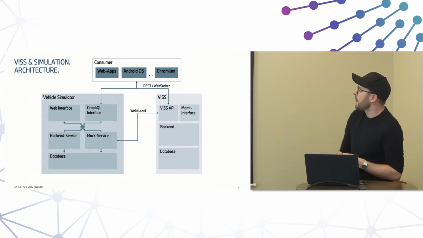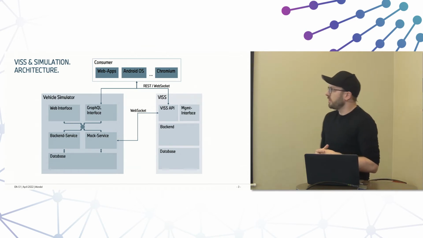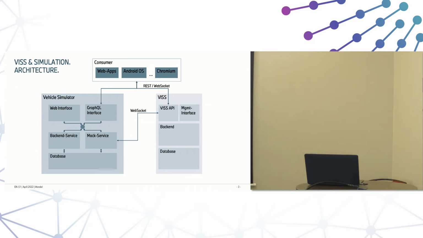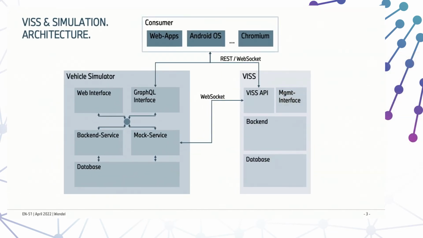So how does this look, and what have I done? In the first part, I started with this vehicle simulator. When the VSS was coming up, we did it on GraphQL. This was pretty nice, and then the VISS was coming up and became standard in version 2. Then I thought, okay, GraphQL is pretty nice, but it's Facebook. Let's have a look at this small, simple VISS API.